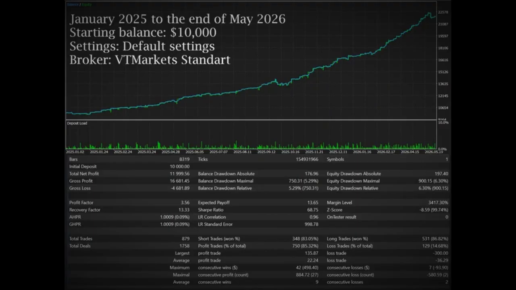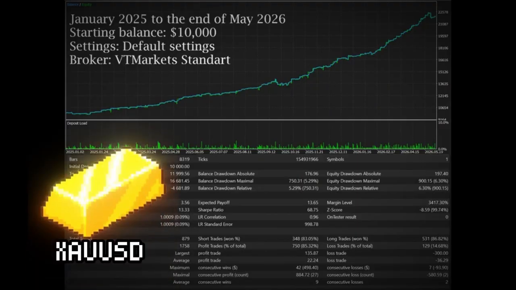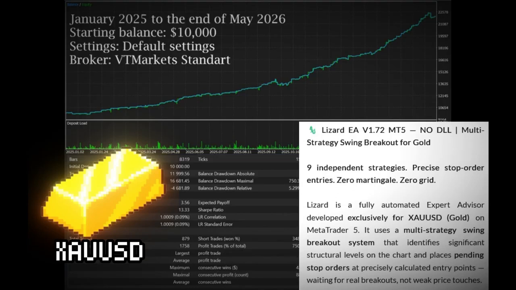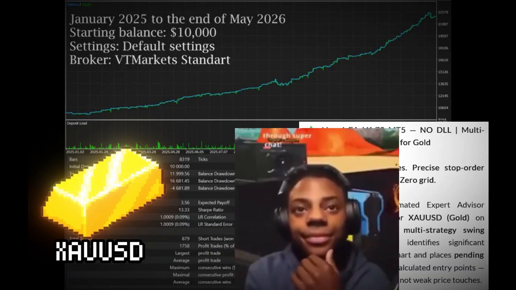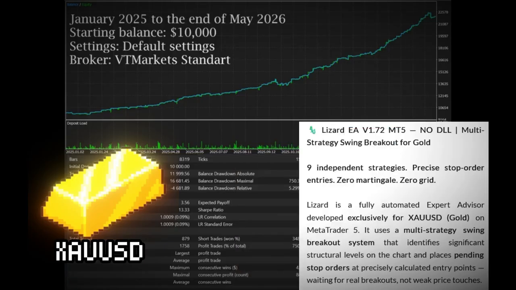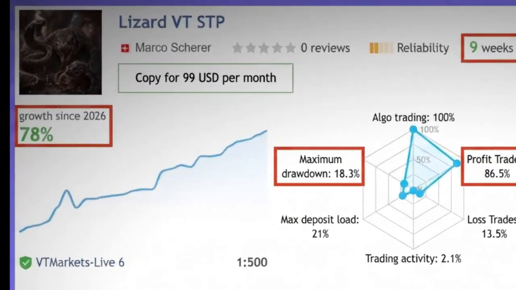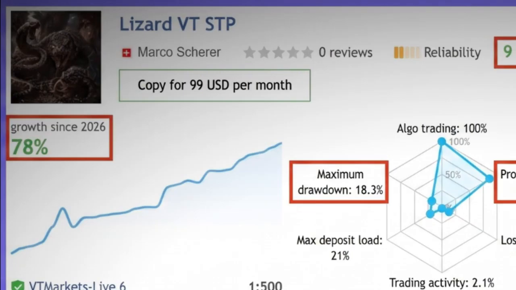Lizard EA is a fully automated trading robot built exclusively for gold on MetaTrader 5. It claims to use 9 independent breakout strategies with precise stop order entries, 0 martingale, and 0 grid. That's the pitch. And on paper, it sounds great. Multi-strategy diversification, defined risk, no account-blowing recovery tactics. The developer even shows a verified live signal with 78% growth over 9 weeks.